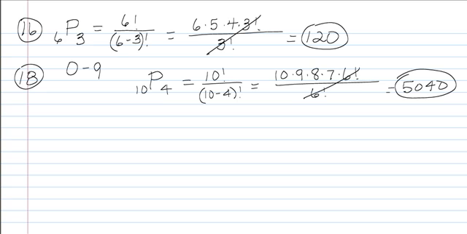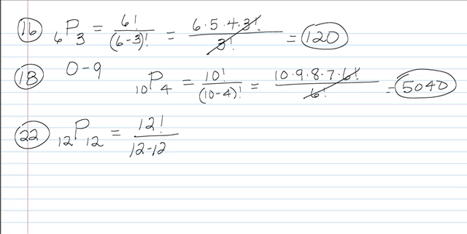Okay, turning the page, number 22. A security team visits 12 offices each night. How many different ways can the team order its visits? So in this case, we have 12 sites that are being visited, and all 12 of them have to be visited. So 12 factorial over 12 minus 12 factorial, and 12 factorial divided by 0 factorial. Remembering that 0 factorial is just a 1, we end up with 12 factorial.